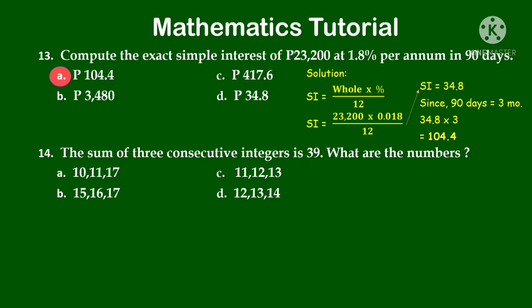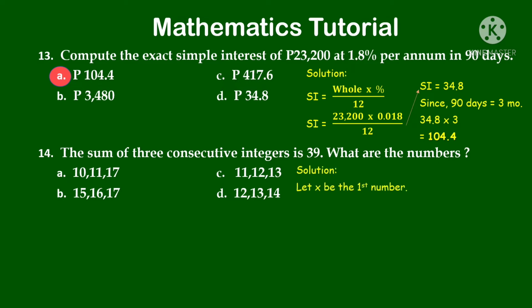Letter B, 5 plus 6 plus 7 is 18. But 18, ang dulo niya is 8, pero ang sum of the integers should be 39. So, eliminate letter B. Letter C, 1 plus 2 plus 3 is 6. So, 39, dulo niya, hindi pa rin. So, eliminate ang C. Therefore, the last option will be the correct answer because if we try to add 2 plus 3 plus 4, it is 9. So it is already part of the problem.